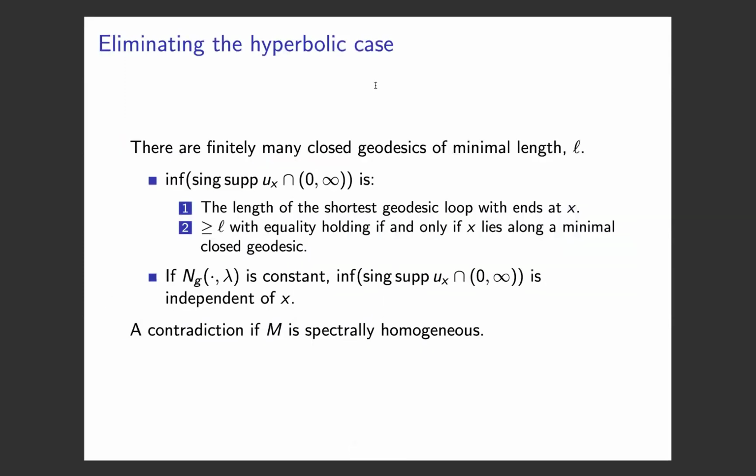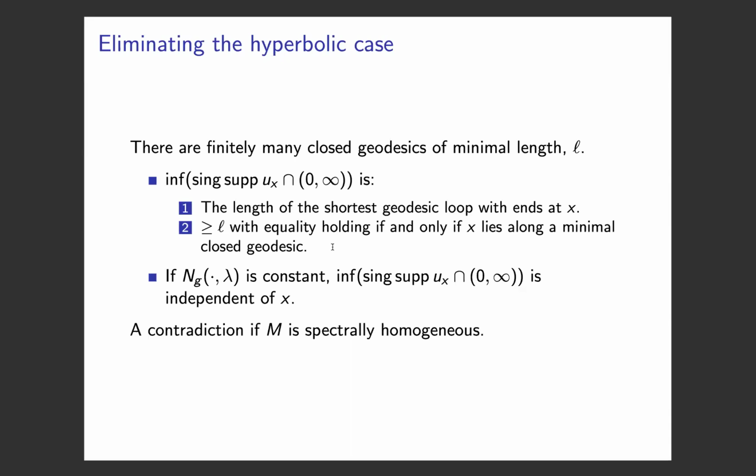So let's derive the final contradiction that we need. First of all, on a hyperbolic quotient, there are finitely many closed geodesics of minimal length. Let's call that minimal length L. The infimum of the singular support of this distribution restricted to the positive numbers is the length of the shortest geodesic loop with ends at x, as previously remarked, and is also bigger than or equal to L, with equality holding if and only if x lies along such a minimal closed geodesic.